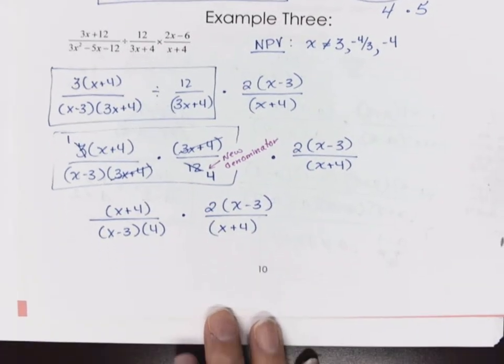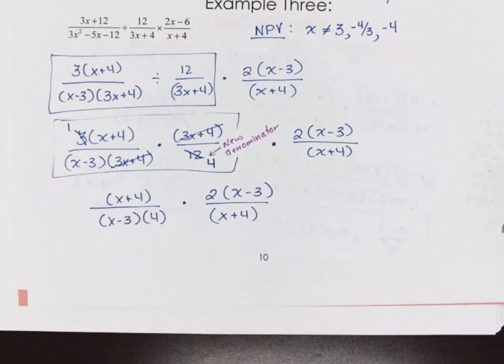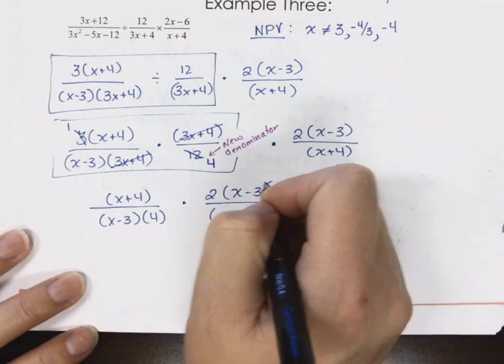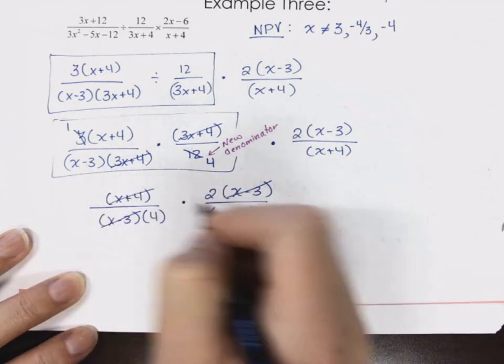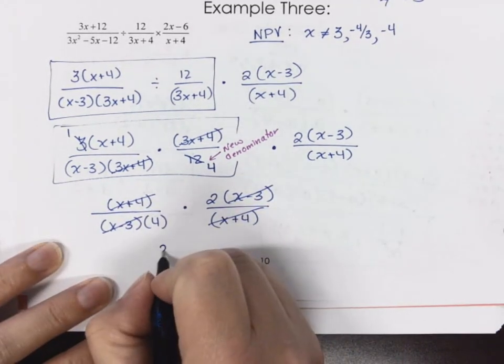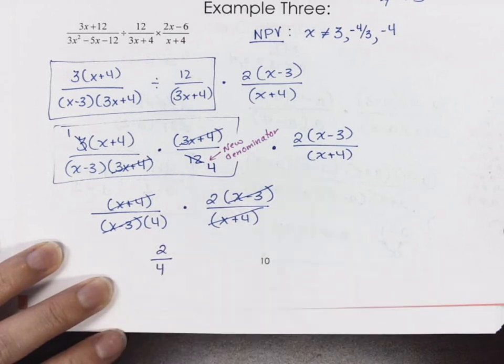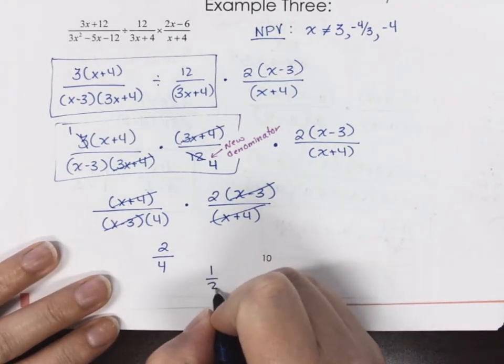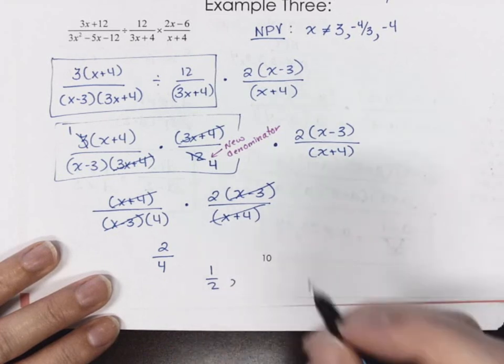All right. What can I cancel out here? x minus 3? x plus 4? What am I left with? 2 over 4. Would I leave it like that? No, what would I leave it as? 1/2, because that's this. And I have to state my non-permissible values.